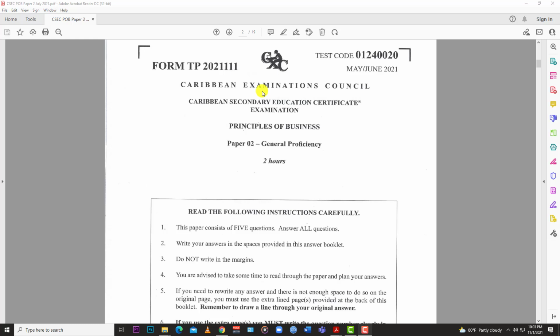Welcome back to Learn SKN, and today we have question number 2, or part 2, from the May-June 2021 POB paper 2. Alright, so before we jump into it, you know what to do.